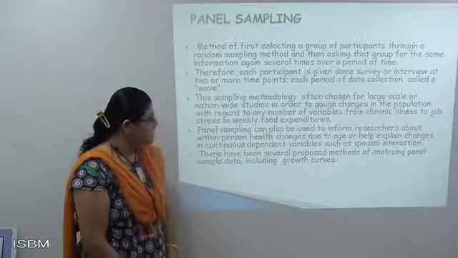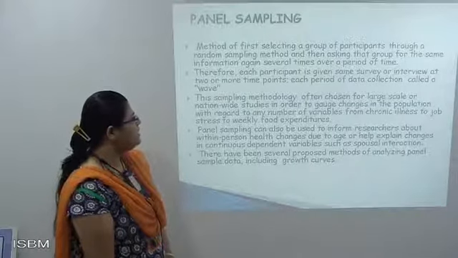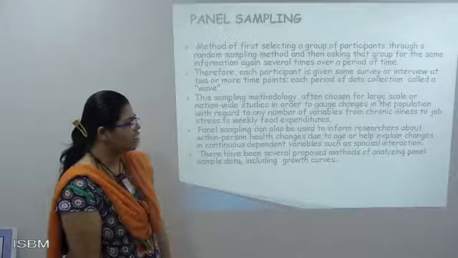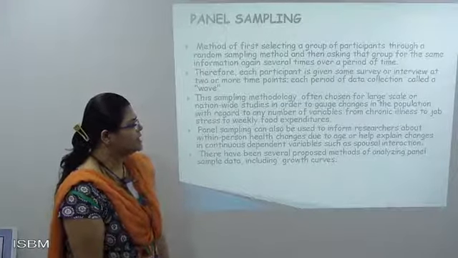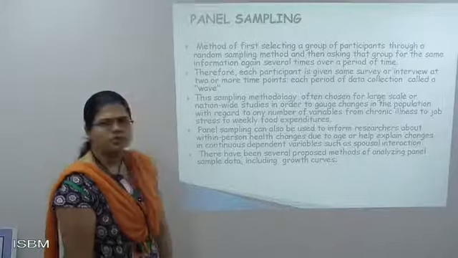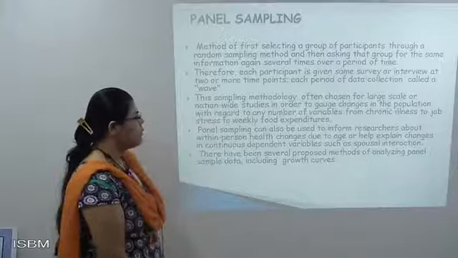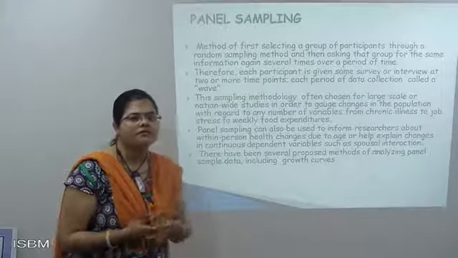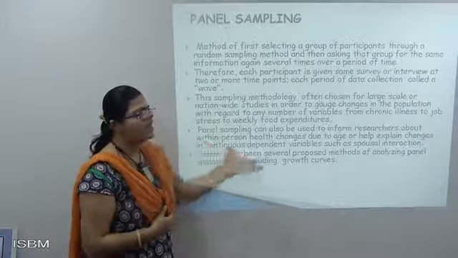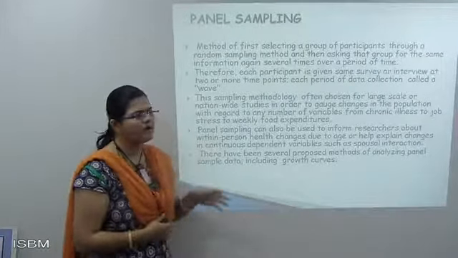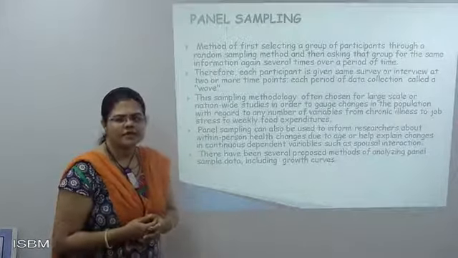Panel sampling can also be used to inform researchers about within-person health changes due to age, or help explain changes in continuous dependent variables such as spousal interaction. So here the researcher can use this type of sampling method for health-related changes. If the group wants to share, like what health changes they have had, then according to the panel they will give such information about what people are currently facing.